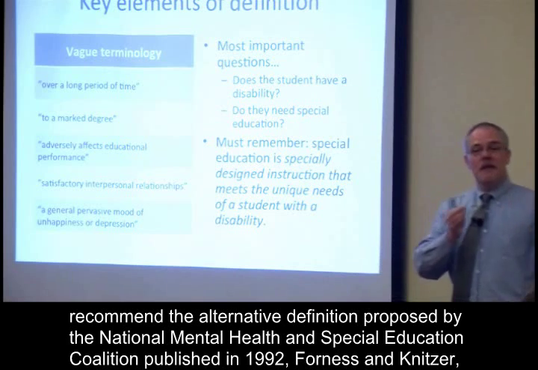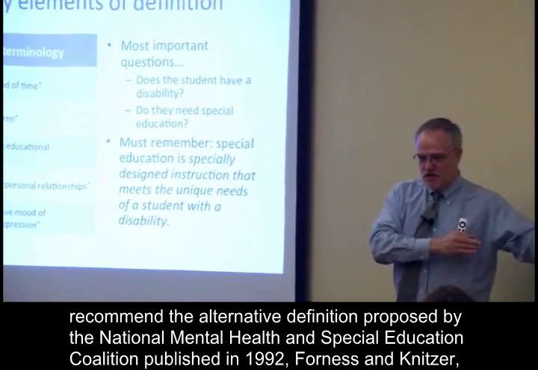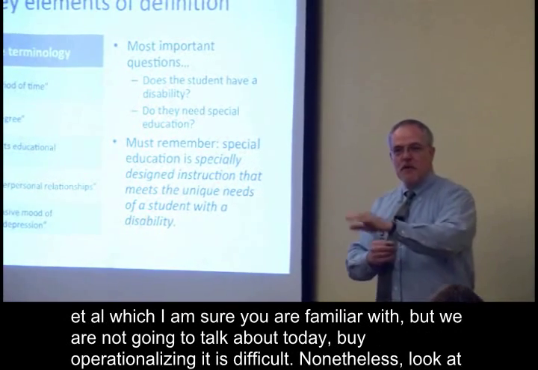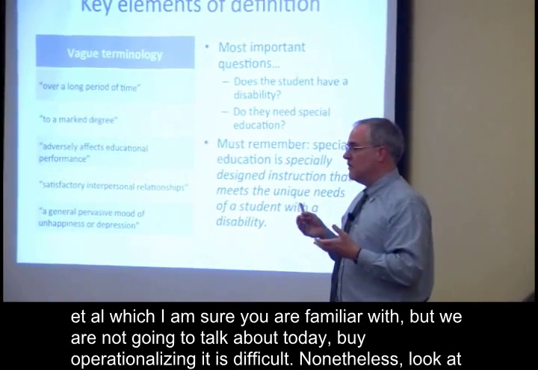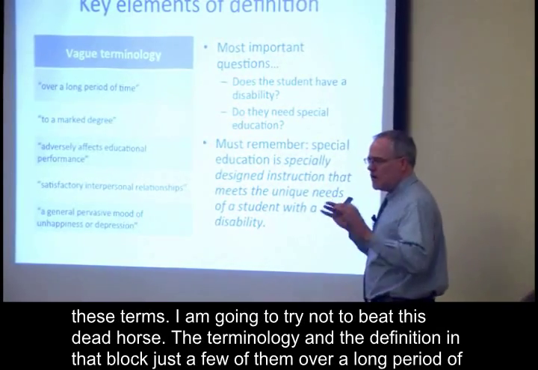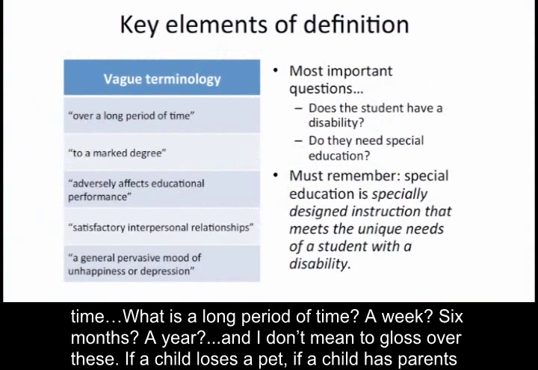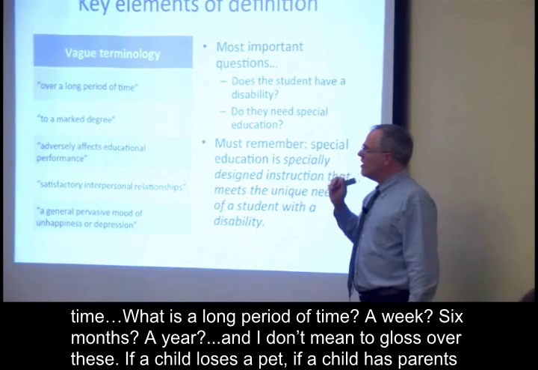Now, I would recommend the alternative definition proposed by the National Mental Health and Special Education Coalition, published in '92, Forness and Kavale et al., which I'm sure you're familiar with, but we're not going to talk about today. But operationalizing it is difficult. Nonetheless, look at these terms. I'm going to try not to beat this dead horse. The terminology in the definition in that block, just a few of them: over a long period of time. What is a long period of time? A week, 6 months, a year? And I don't mean to gloss over these.